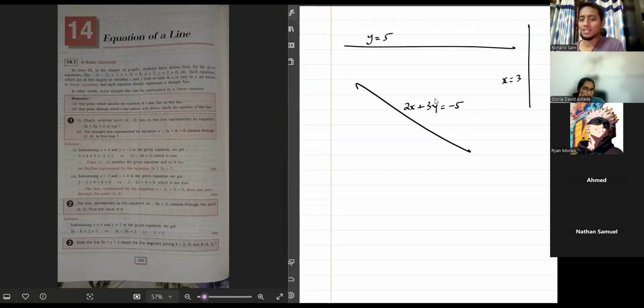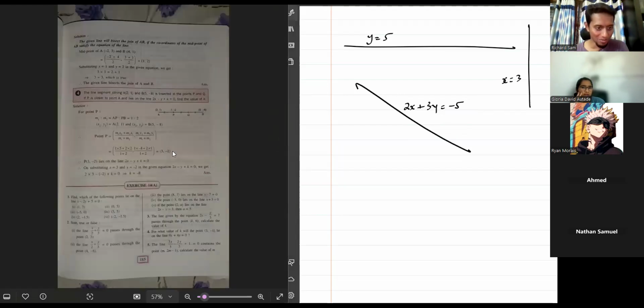Now, in ninth standard, you had a chapter where they give you the equation and you have to draw the line. Okay, here you don't have that. So what you just need to know is every line has an equation. Okay, now what else is there? I just want to go in the same order that's in your book.